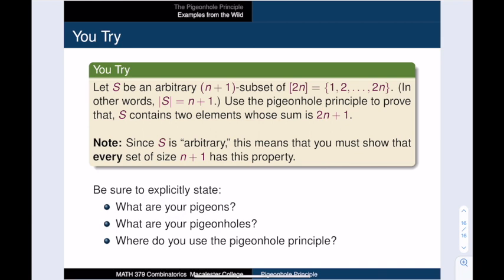And here's the you try problem for this video. It requires one of those aha moments. We start with a set containing 2n elements, and someone hands you a subset S of n plus 1 elements. You must convince me that S contains 2 elements that sum to 2n plus 1. And now keep in mind, you do not get to pick the set S. Your argument has to work for every possible set of size n plus 1. Good luck. Have fun.